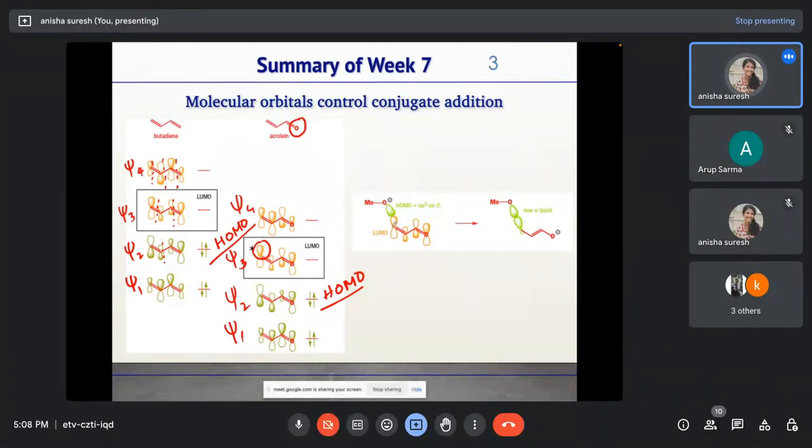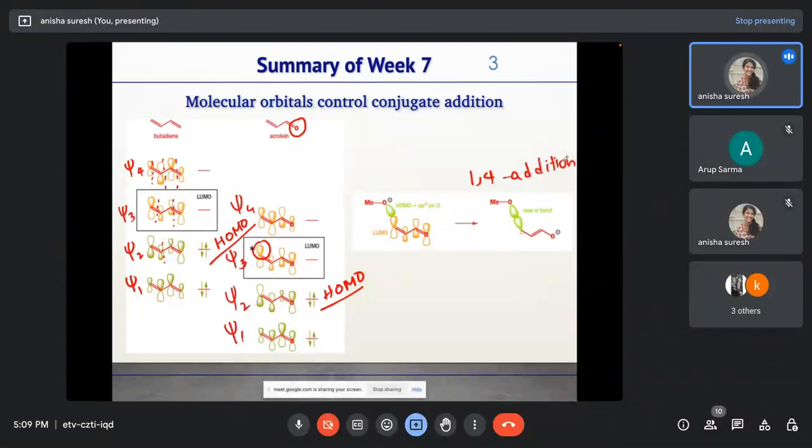Because of the largest contribution of this terminal carbon, the orbitals of the approaching nucleophile will overlap with this orbital, and hence it will lead to formation of a new sigma bond here. So this is 1,4 addition that will be taking place. 1,4 addition or conjugate addition.